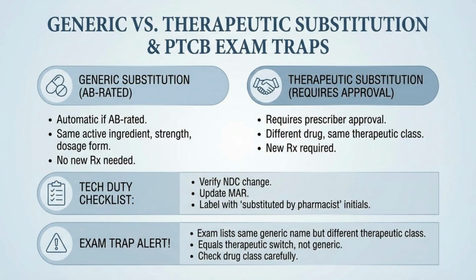Generic substitution is automatic if A/B rated, while therapeutic substitution requires prescriber approval and a new prescription. The technician duty checklist includes verifying NDC changes, updating MAR, and labeling with substituted by pharmacist initials.